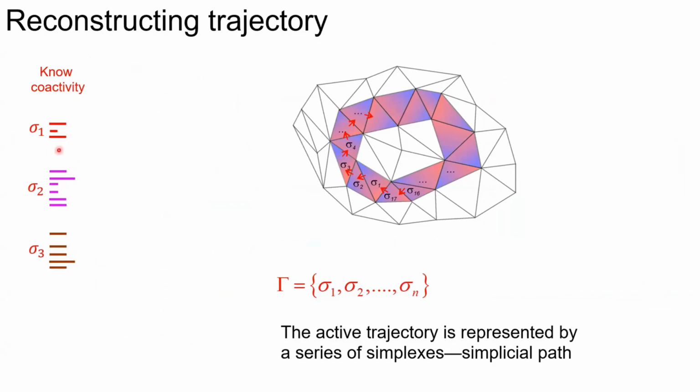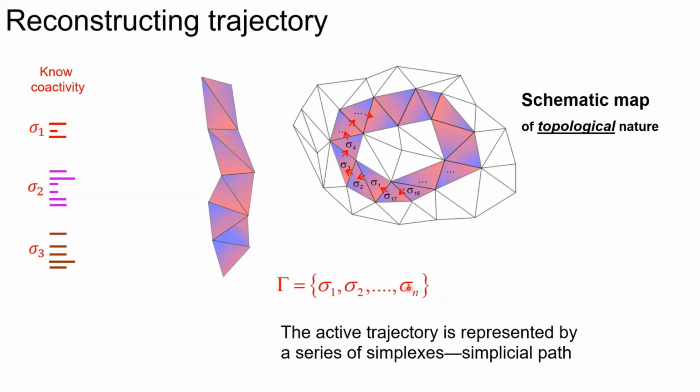We have these combinations of coactive simplexes. We can still interpret them as simplexes, and we can still build our simplicial paths, simplicial trajectories. Then we can ask how these paths accumulate and what structure they form. It turns out that they form a schematic map, a structure of topological nature, which is called a simplicial complex. Basically, it's an agglomerate of these simplexes.